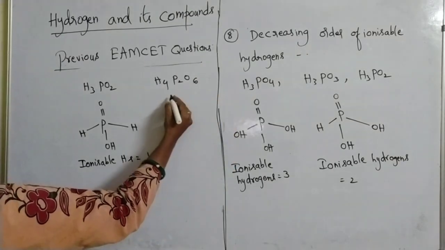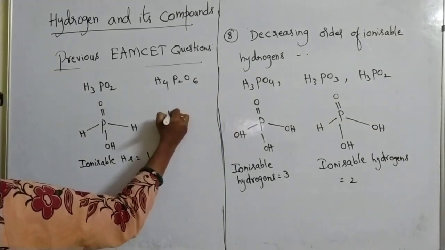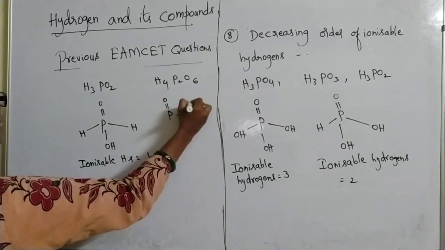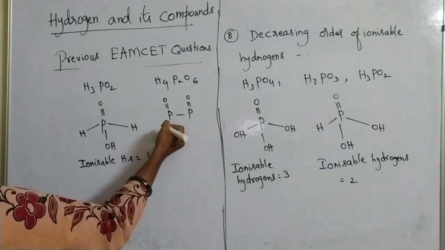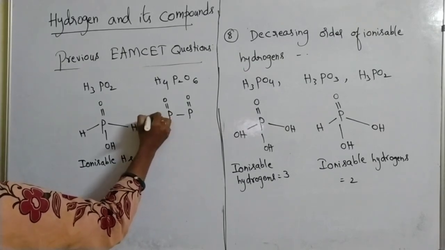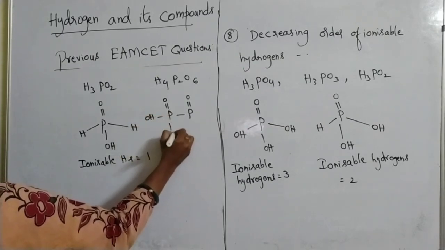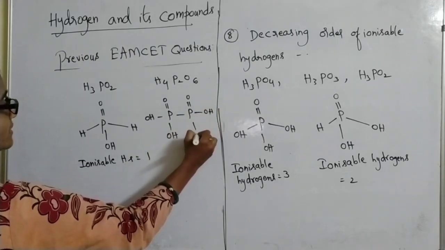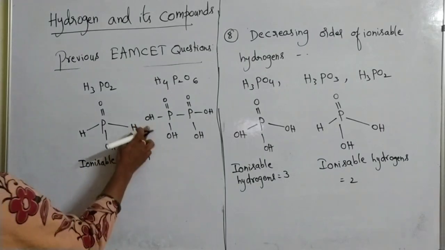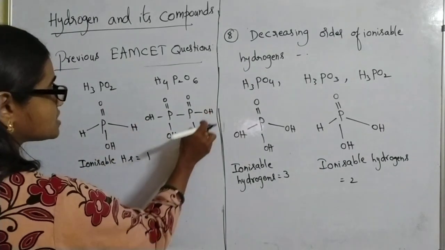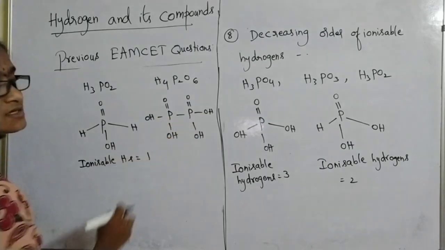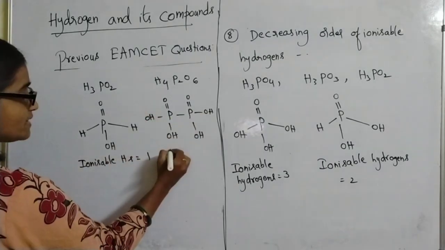Okay, look at this. P single bond P, here double bond O, OH. Here also one OH, here also one OH, and all 4 sides OH will be there. So here all 4 hydrogens are connected to oxygens only. None of the hydrogens are connected to phosphorus. So all 4 hydrogens can be replaceable.